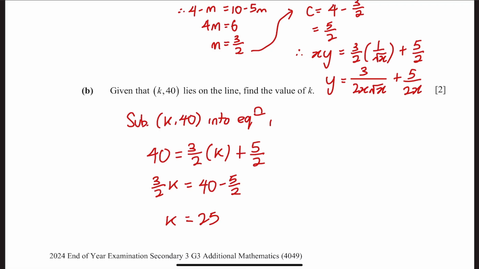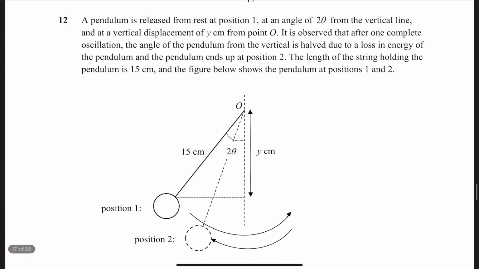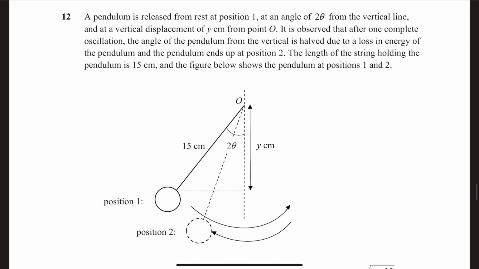Let's now look at question 12. A pendulum is released from rest at position 1. Then it swings down and goes back to position number 2 after losing energy. It is released at an angle of 2 theta. They say that after one complete oscillation, which means it goes from position 1 to position 2, the angle of the pendulum from the vertical is half, which means this angle here becomes theta.